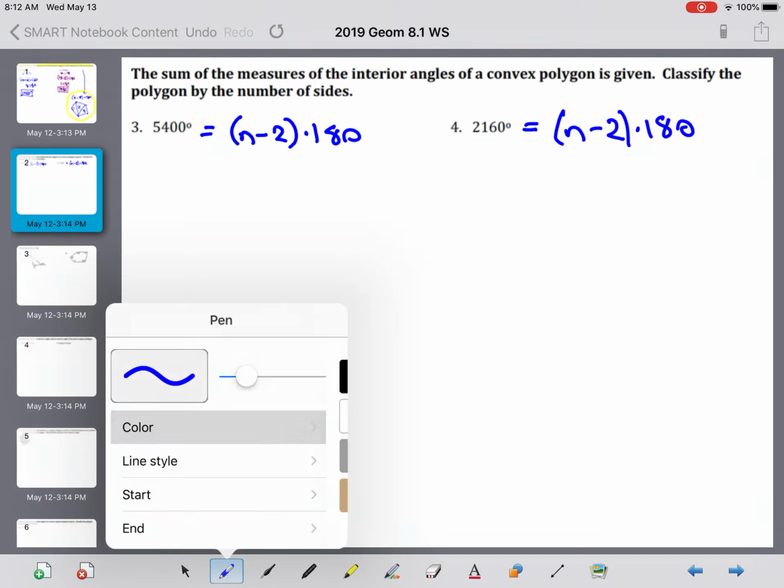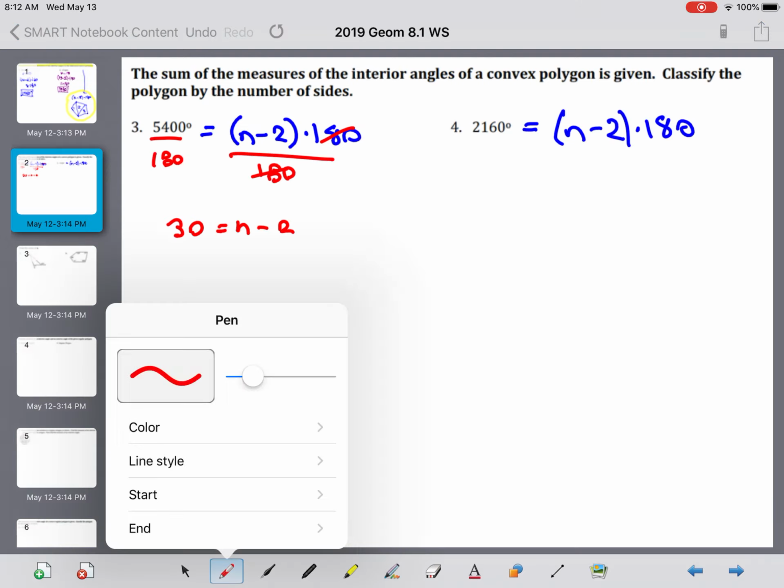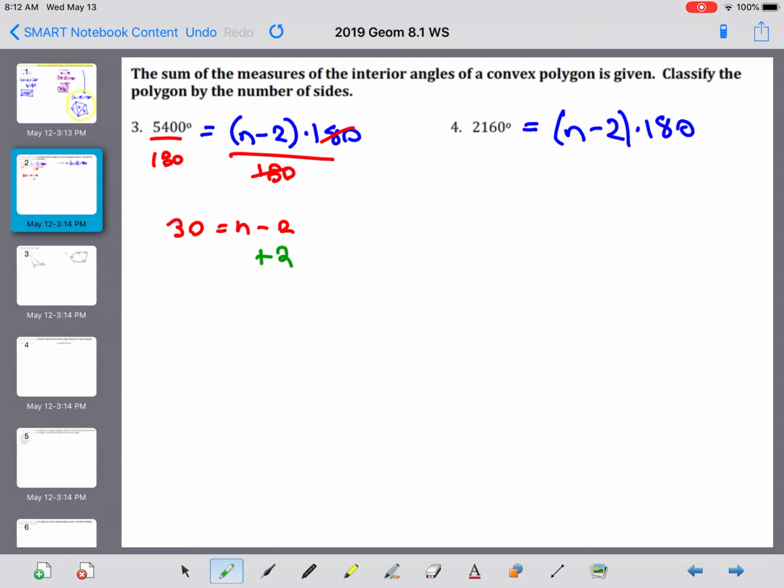So again, over here, I would divide both sides by 180 would be the best move. And 5,400 divided by 180 should be 30. So we get 30 equals n minus 2. We're going to add the 2 over. And so we get 32 equals n. And as far as a 32-sided polygon, we can call that a 32-gon.